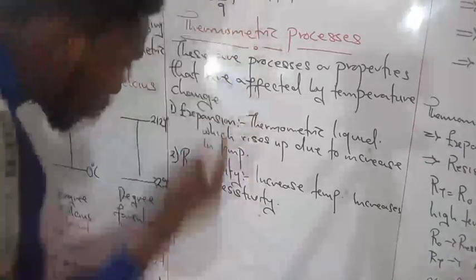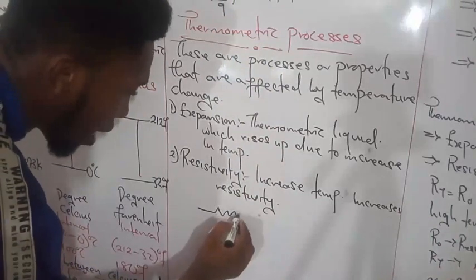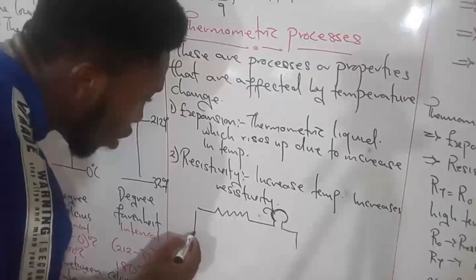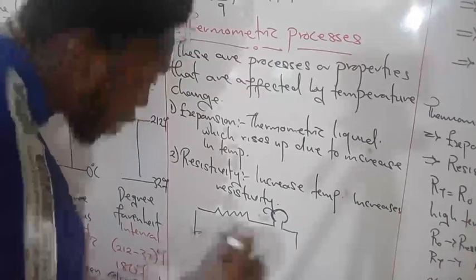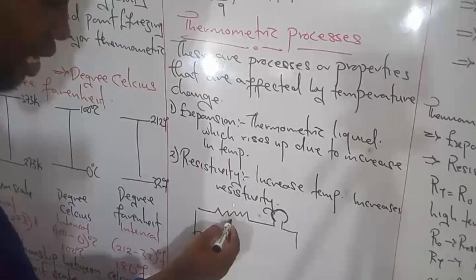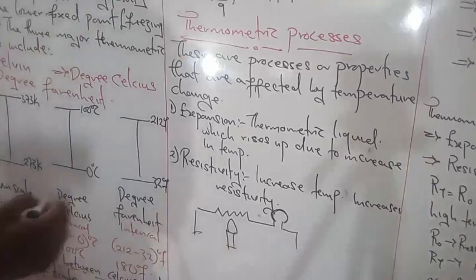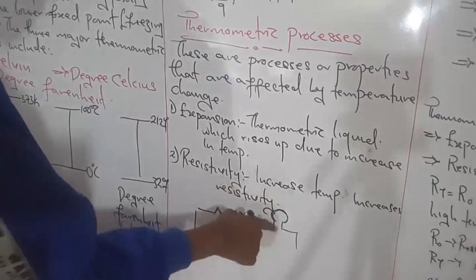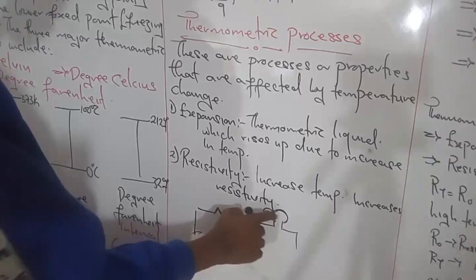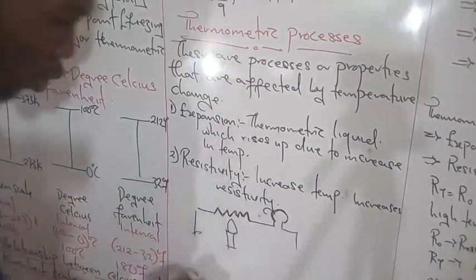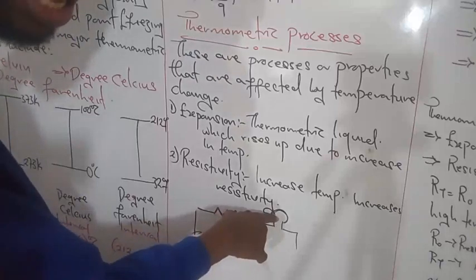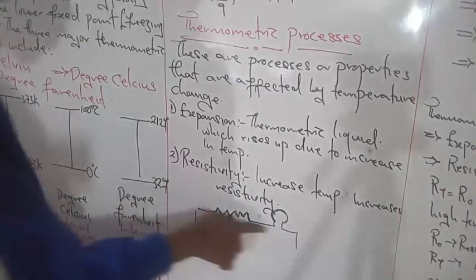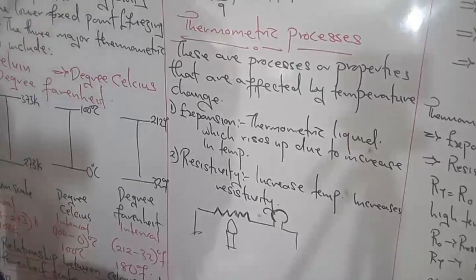Now, this can be demonstrated in a very simple experiment. Let's imagine this is a resistance wire here connected to a bulb, with your cells like that. This is what I want to focus on. If you apply heat to this resistance wire, it is observed that the bulb or the light intensity reduces. And when light intensity reduces, it's telling you that the resistance has increased. That means the flow of current to this bulb has been reduced. Are you getting what I'm saying?